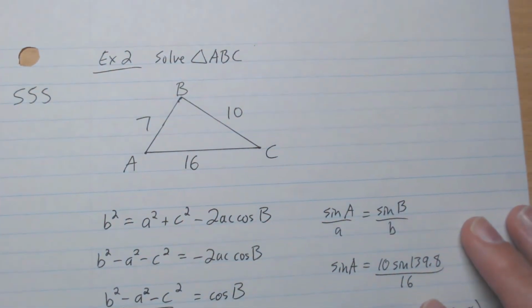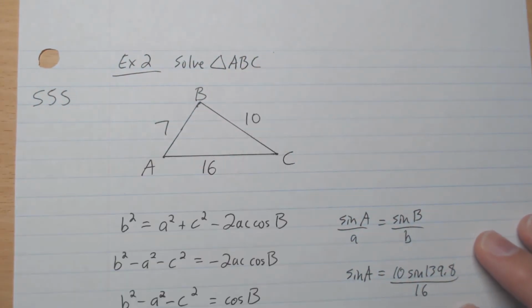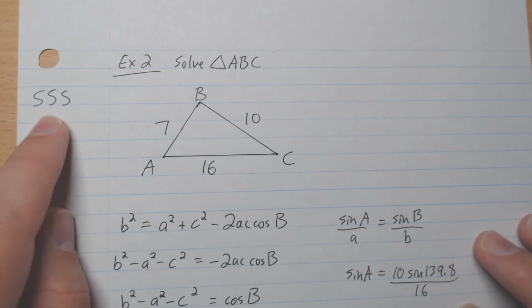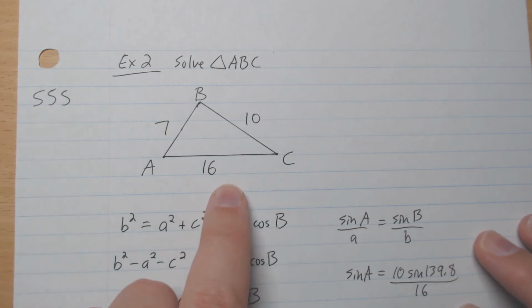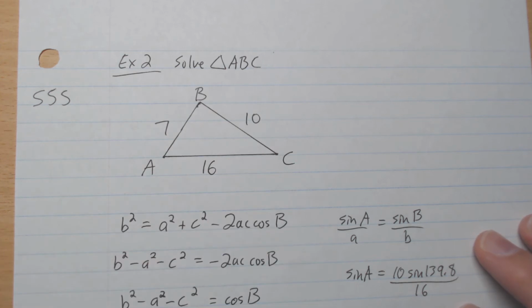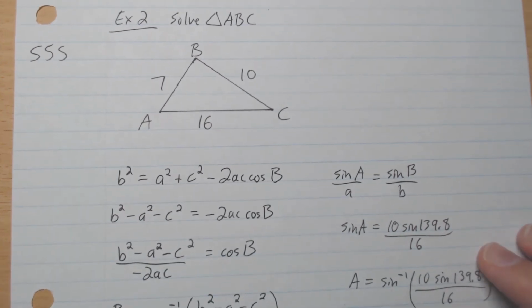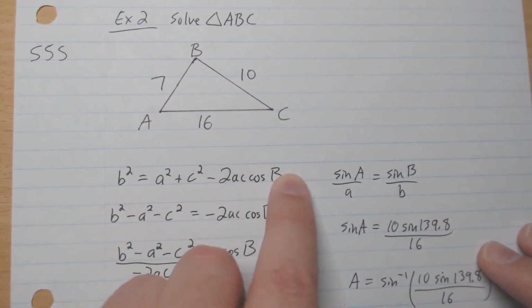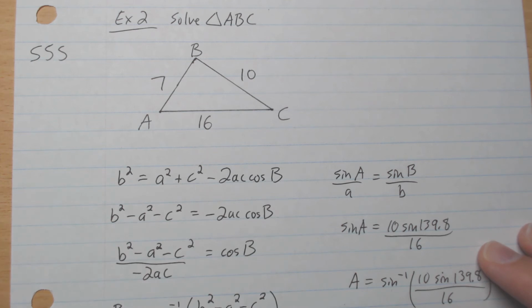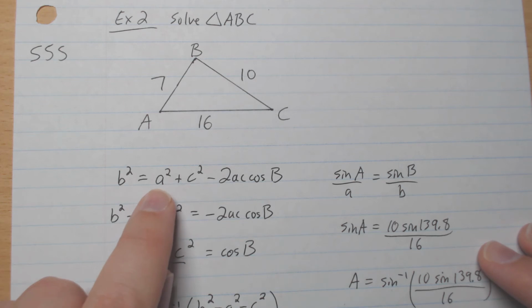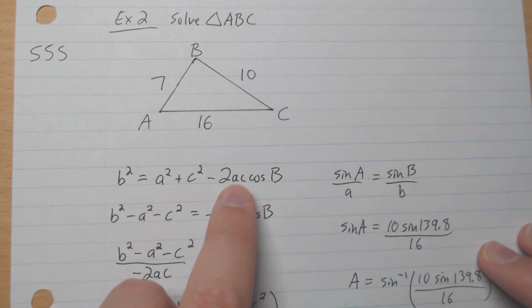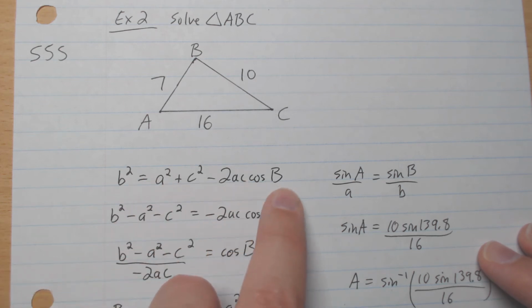Okay, next, example 2. Solve triangle ABC, and in this case, it's a side, side, side triangle, right? So side, side, side triangle. So we're going to use our cosine law here to get angle B. We have side B, side A, and side C, but not angle B.